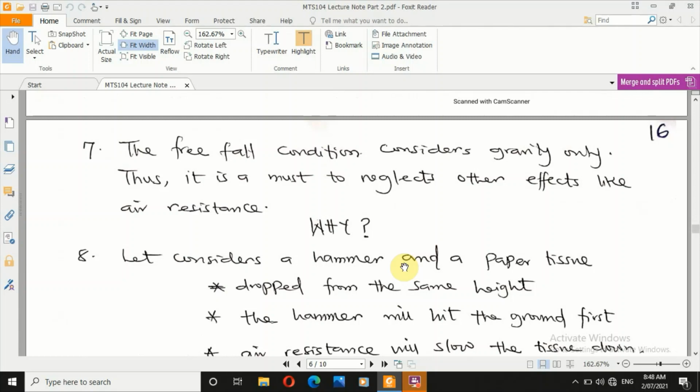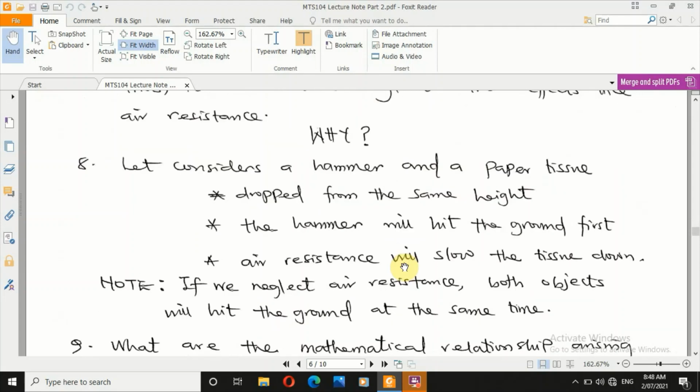Why? Because if you throw both of them, they will definitely get to the floor. So we can actually neglect air resistance. Now let's consider number 8. Let's consider a hammer and a paper tissue. If you drop them from the same height, the hammer will hit the ground first. Air resistance will slow the tissue down. Note, if we neglect air resistance, both objects will hit the ground at the same time. Are we together now?